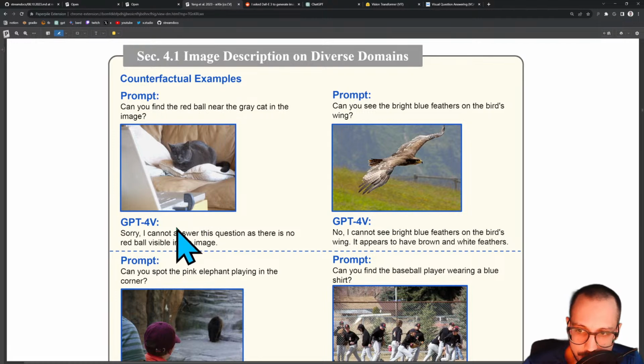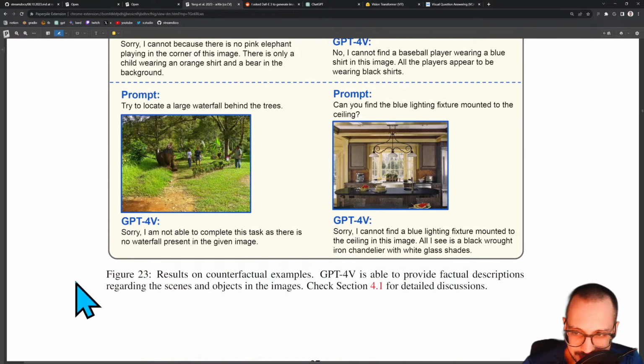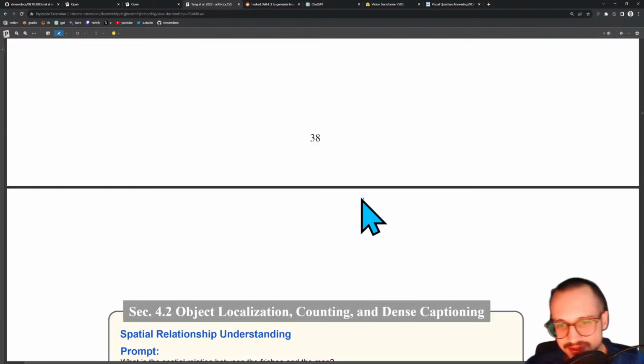Can you find the red ball? There is no red ball. Can you see the bright blue feathers? There is no bright blue feathers. That's pretty good. Is there any baseball player wearing a blue shirt? No, there is no baseball player wearing a blue shirt. This is pretty good. I like these. There is no waterfall. Damn, all right. That's impressive. Let's keep going.